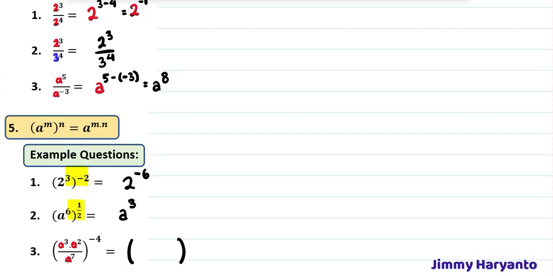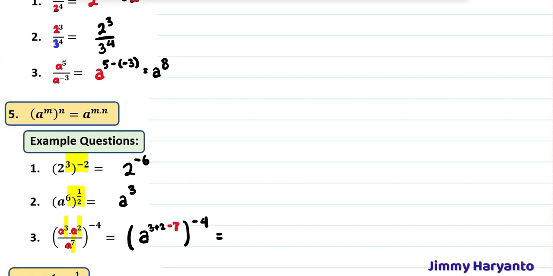Let's combine the third and the fourth properties in one step. Yeah, so you write down the a first, and then take a look at the 3 and the 2, because 3 and 2 is multiplication. That means you will add them like this, 3 plus 2. And then because 7 is on the bottom side, that means you have to minus it. Minus 7. There you go. And then you still have to the power of negative 4. And when you simplify this, you'll have a to the power of negative 2 and then negative 4. That means a to the power of 8.